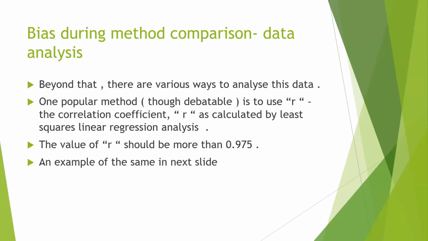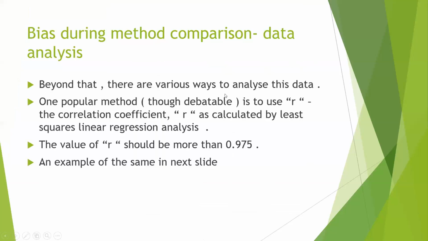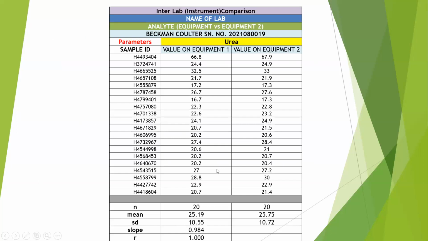An example of the same is what I was going to show you, and here it is. Here we see a Beckman Coulter, though it could be any machine for that matter. The parameter in question is urea. There are 20 samples. For the same sample, run on equipment 1 we got 66.8, and here it is 67.9. The next one is 24.4, 24.9. Skipping a few, we get 26.7, 27.6, 22.3, 22.8, and so on. Thus we have done 20 samples.